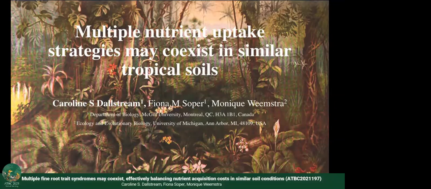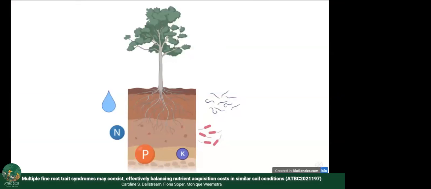Multiple nutrient uptake strategies may coexist in similar tropical soils. We understand little about how plant strategies for nutrient acquisition vary at different spatial scales, although these processes have implications for plant and ecosystem functioning and biogeochemical cycling. Currently, most of our understanding of fine roots, which are responsible for nutrient and water uptake, comes from temperate ecosystems, although tropical ecosystems are climatically, edaphically, and biotically distinct and play key roles in global processes.